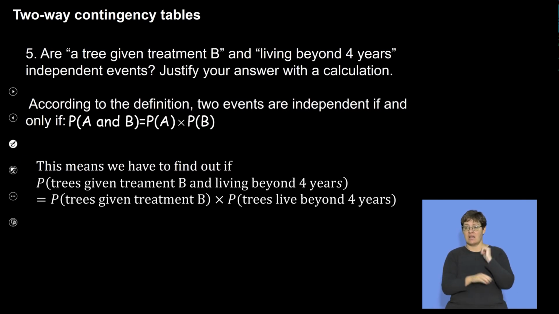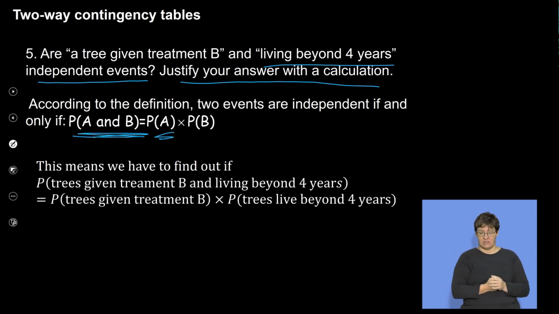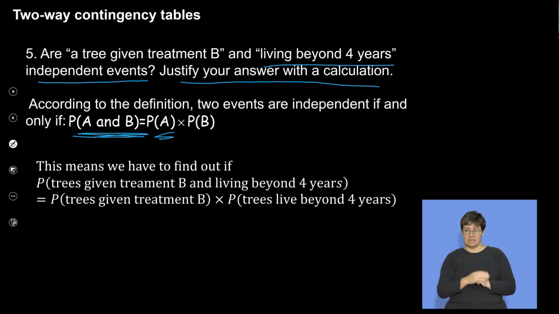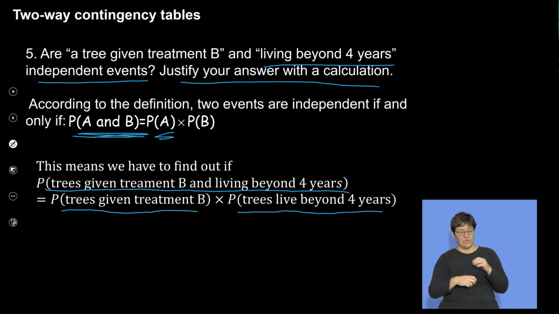Then our last problem is: are a tree given treatment B and living beyond 4 years independent events? Justify your answer. To show that two events are independent, you have to show that the probability of A and B is the same as the probability of A multiplied by the probability of B. So we have to show that the probability of a tree given treatment B and living beyond 4 years is the same as the probability of treatment B multiplied by the probability of the tree living beyond 4 years. Let's see what it looks like.